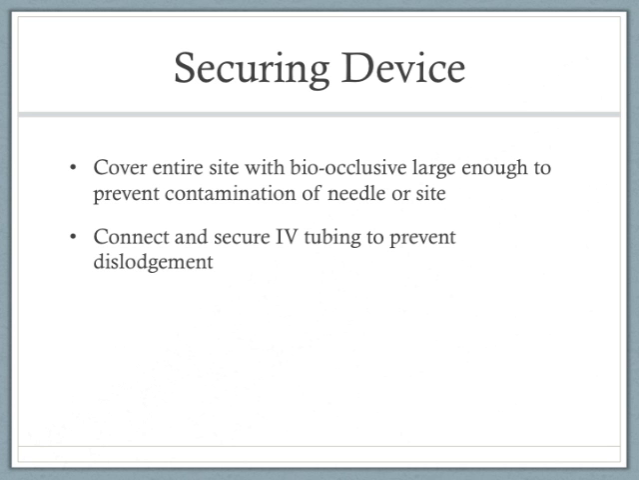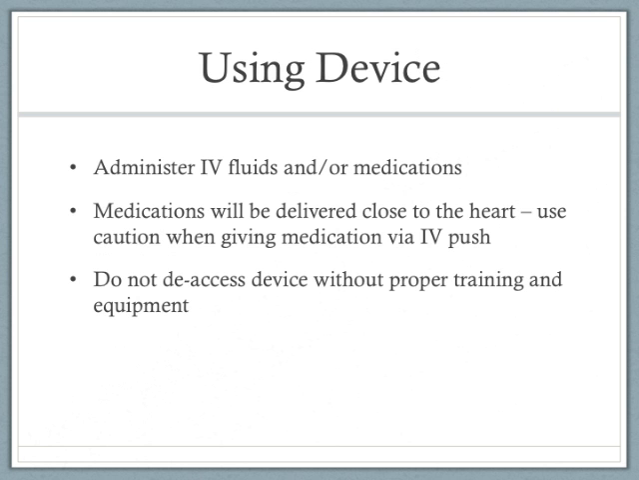Once you've accessed the device and made sure that it is patent, you need to secure it. You need to cover the entire site with a bio-occlusive large enough to prevent contamination of the needle or the site that you're accessing. Then you need to connect and secure the IV tubing to prevent dislodgement during patient movement or use of the device. After you've completed all these steps, you can now use the port.